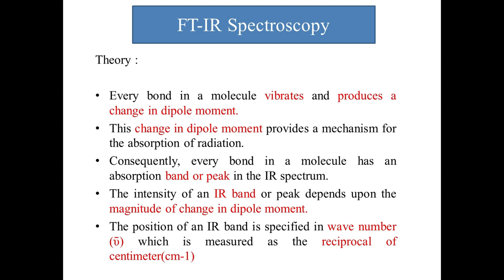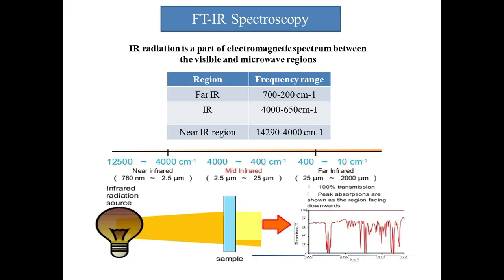So this is theory. First, we can find out what FTIR spectroscopy is. The spectrum is very useful to find out the functional groups or fingerprint region. The change in dipole moment is very important. From the magnitude of the change in dipole moment, we can easily identify a compound. In FTIR spectroscopy, the IR radiation is the part of the electromagnetic spectrum between the visible and microwave regions.